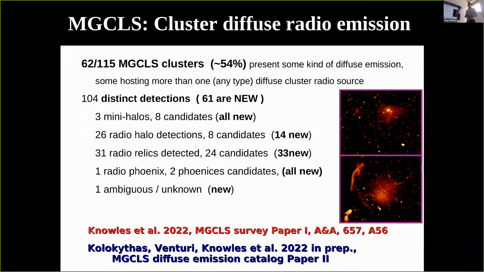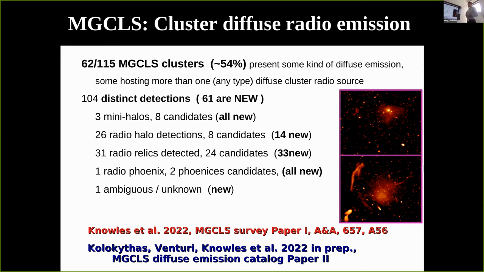What I'm actually working on for the past year or so, following up the survey paper, is creating the cluster diffuse radio emission catalog. So this means moving on and being able to calculate for all of the 115 clusters specific properties, radio properties for each structure that has been observed.